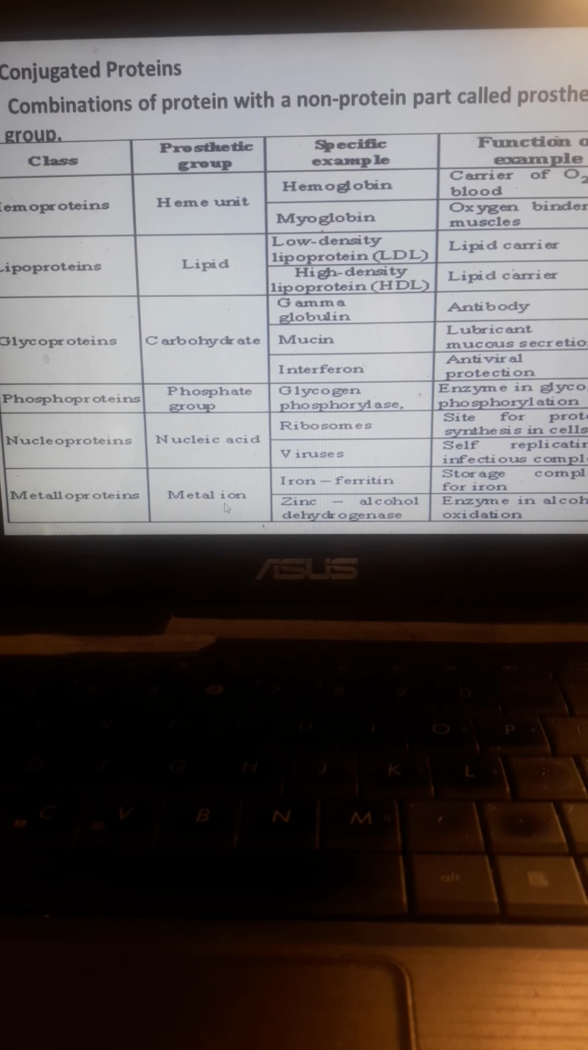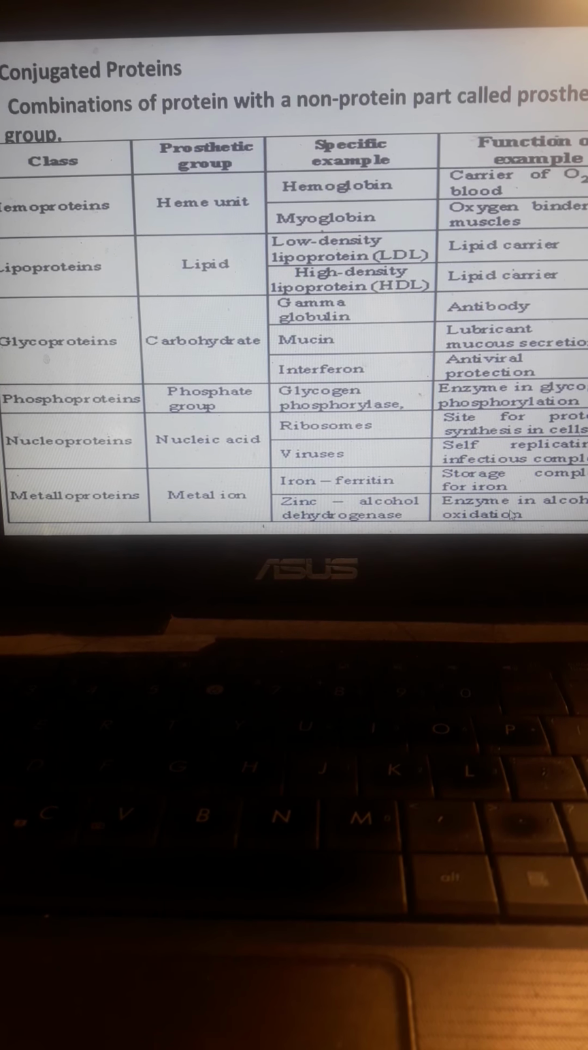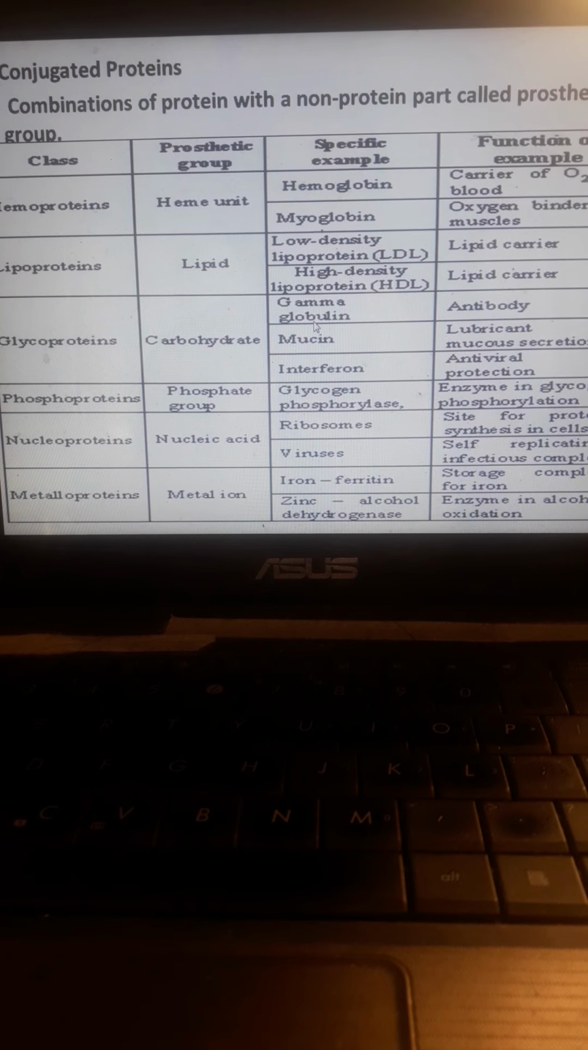Okay, metalloproteins is what we call them. The prosthetic group is a metal. Iron, ferritin, zinc, alcohol dehydrogenase: a storage complex for iron, and enzymes in the alcohol oxidation process. So these are called conjugated proteins. They are combined with a non-protein part. Okay, so this is known as the prosthetic group, the non-protein part.